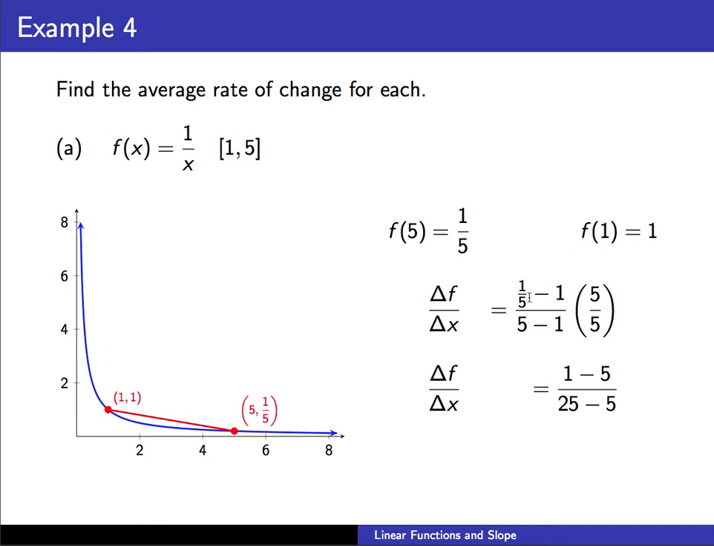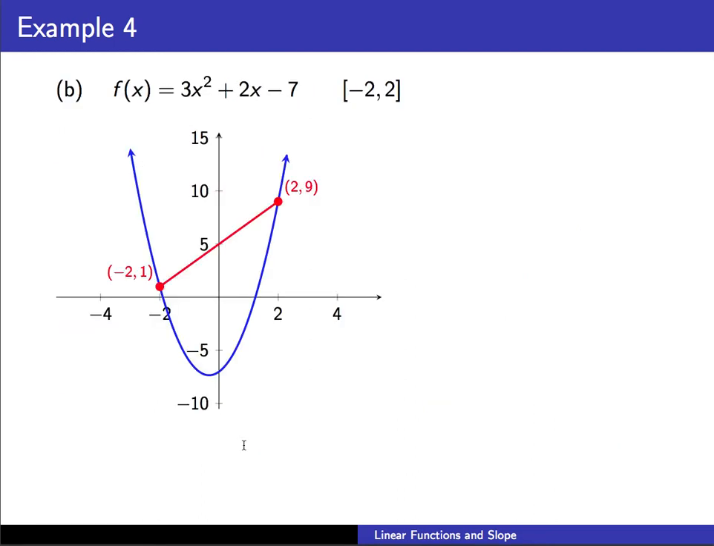And when we do that, we get 1/5 times 5 is 1, minus 1 times 5 is 5. 5 times 5 is 25, minus 5 times 1 is 5. And this simplifies to negative 1/5. So for average rate of change, just plug those 2 values of x in, you'll get your values of y, and then just find the slope of the line connecting those 2 points.